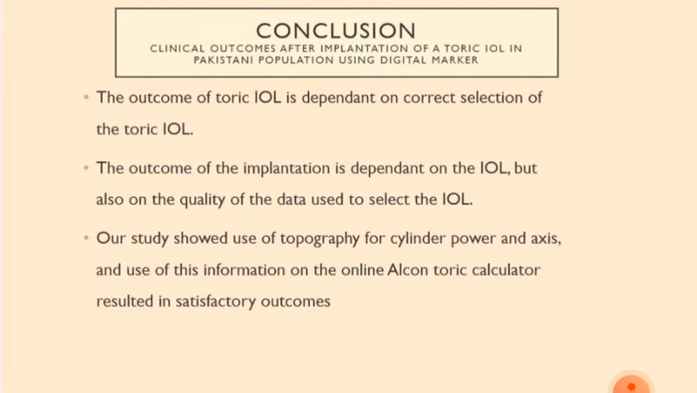And our study showed that use of topography for cell power and axis, and use of this information on the online Alcon toric calculator, which is a very intuitive, very user-friendly calculator, has resulted in satisfactory outcomes for patients. Thank you very much.